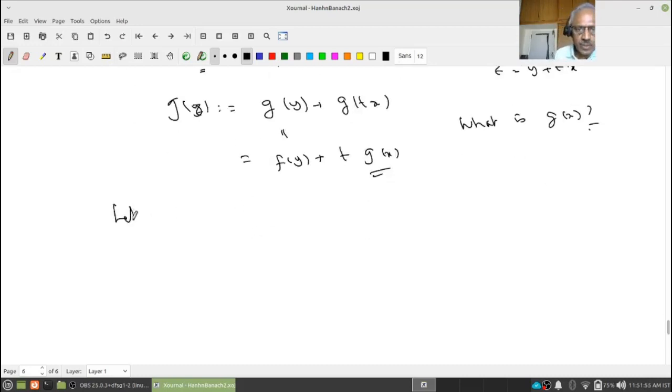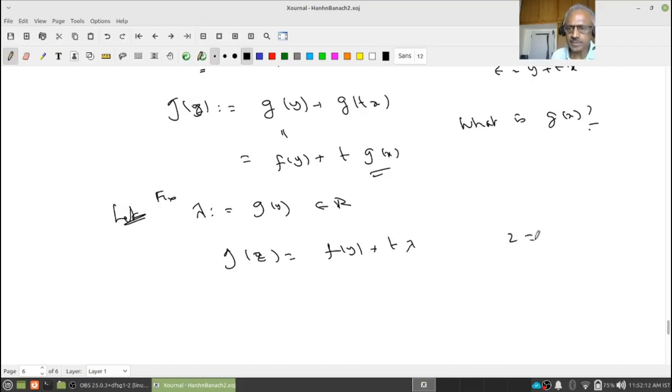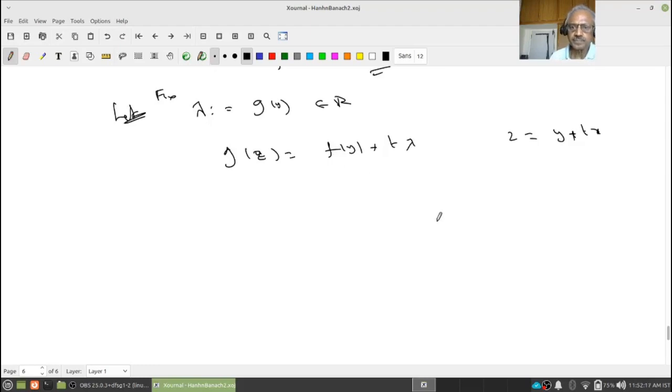Okay, therefore I have to say what it is. So let lambda, a real number, be g of x. Fix some lambda. Then I can only define g of z to be f of y plus t times lambda, where z is y plus tx, right? So this you can check, this is linear. G restricted to Y is of course f, and g is linear.